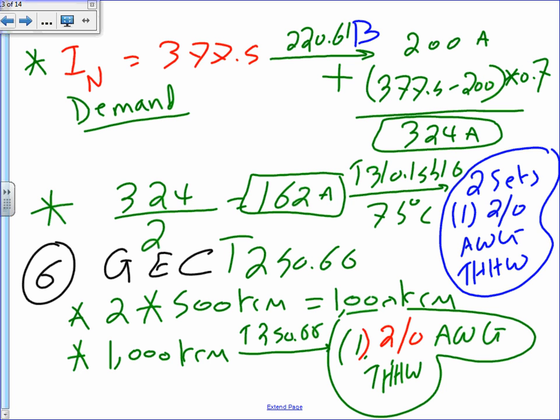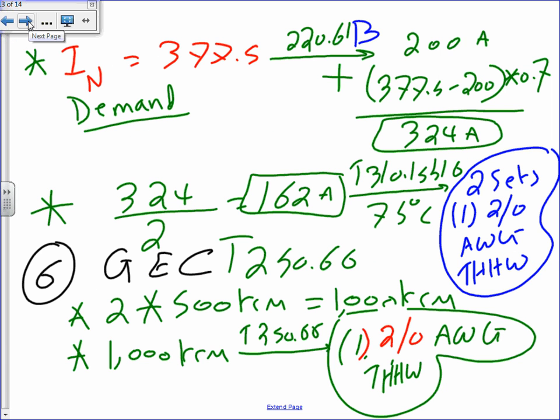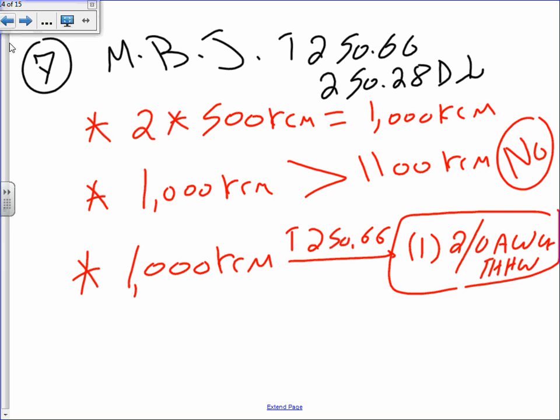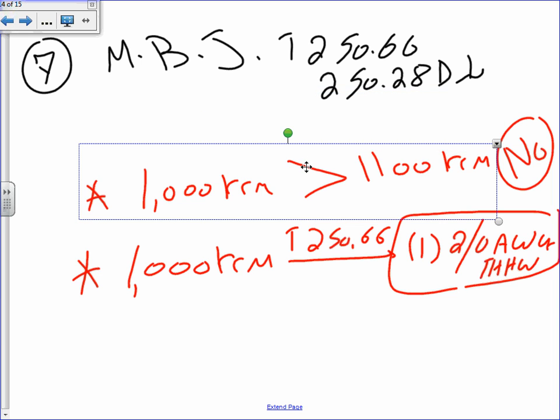Any questions, guys? Any comments? This will be your test, my friends. Main bonding jumper. Okay, I have it here anyway. Any questions, any comments, my friends?